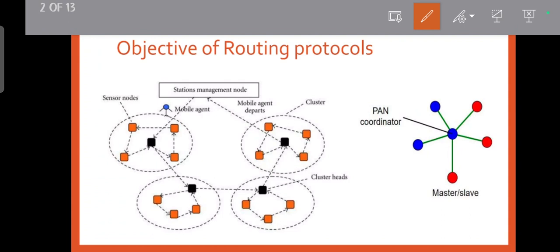The word routing is nothing but forwarding the path. It just forwards the information to the next level. Similarly, the objective of the routing protocol is to identify the perfect and suitable path for efficient transmission.